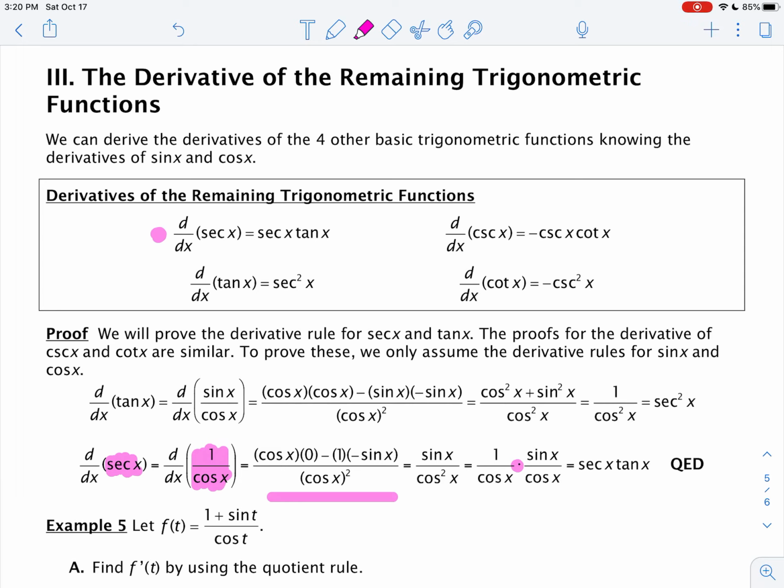Okay, again, when we derive tangent, we use the fundamental trig identity sine over cosine. We use the quotient rule again. We know we're using a fundamental trig identity, cosine squared plus sine squared does equal 1. And 1 over cosine squared is 1 over cosine times 1 over cosine, which is secant times secant, and that's secant squared. Good.